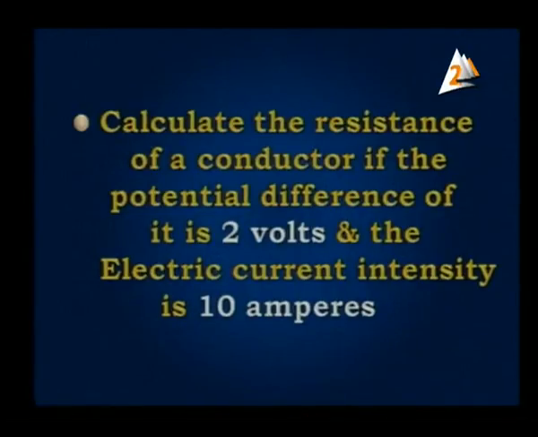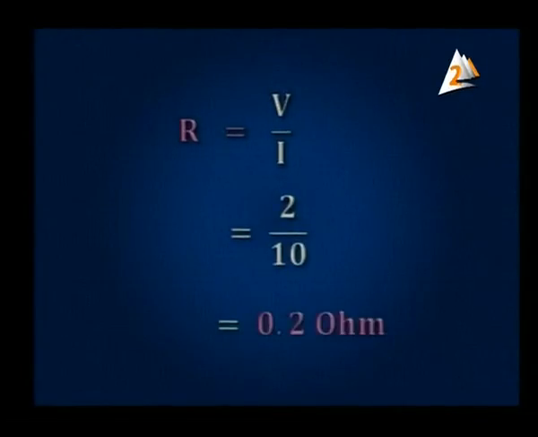Calculate the resistance of a conductor if the potential difference across it is 2 volts and the electric current intensity is 10 ampere. Calculate the resistance. So here, R equals V divided by I. It's very easy to know this. Resistance equals potential difference divided by the electric current intensity. 2 divided by 10 equals 0.2 ohm.